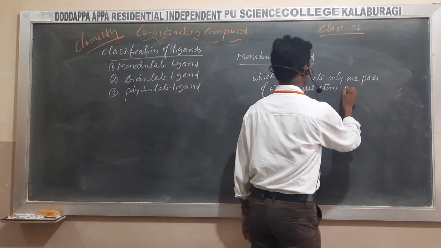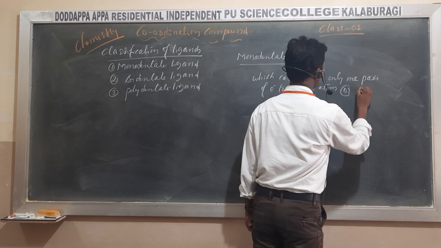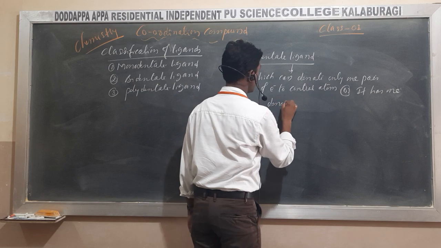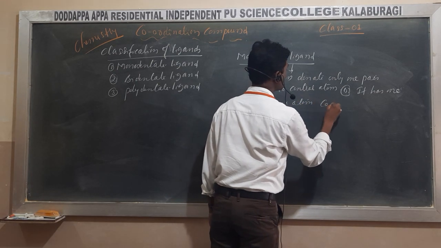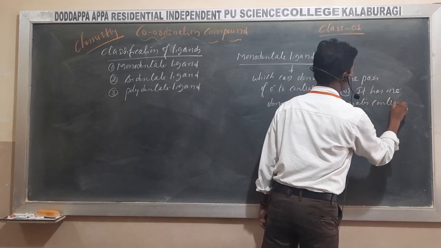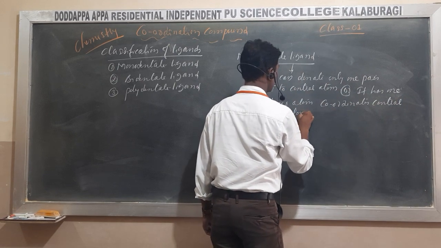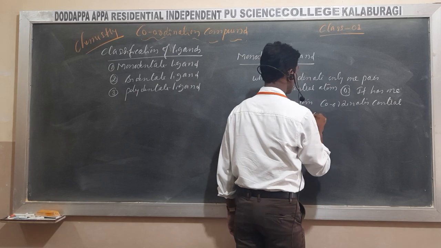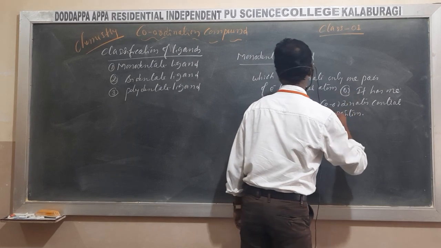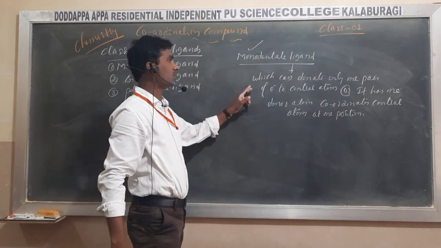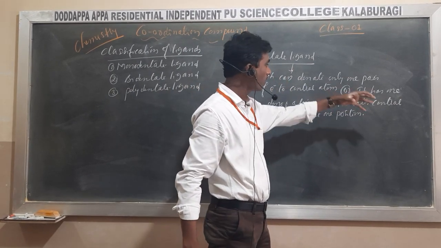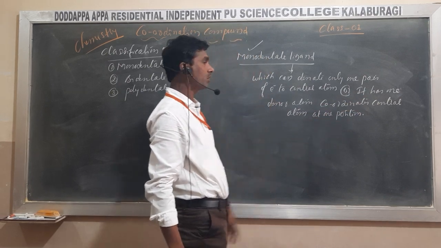Or in some books it is given like this: it has one donor atom and coordinates the central atom at one position, so it is called monodentate ligand. So which can donate only one pair of electron to the central atom, or it has one donor atom, and it coordinates the central atom at one position, so it is called monodentate ligand.